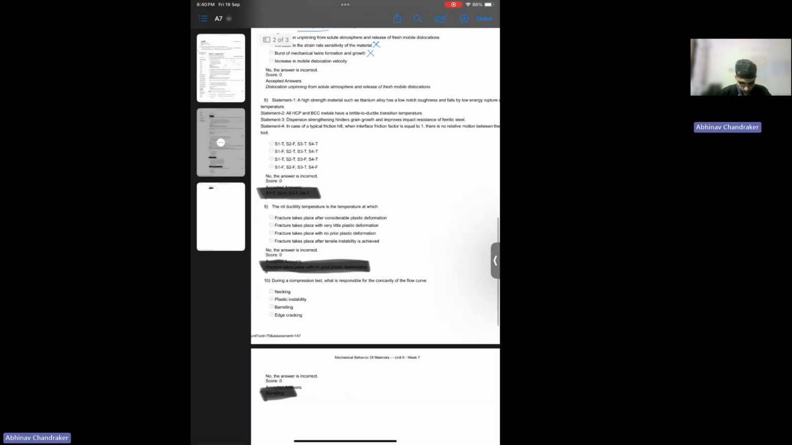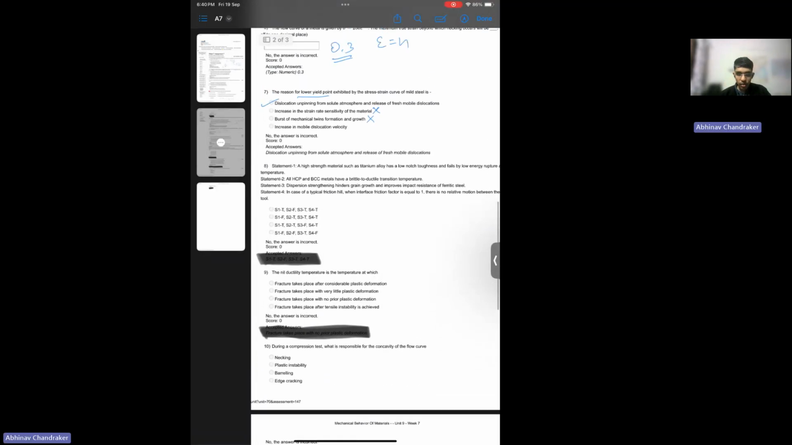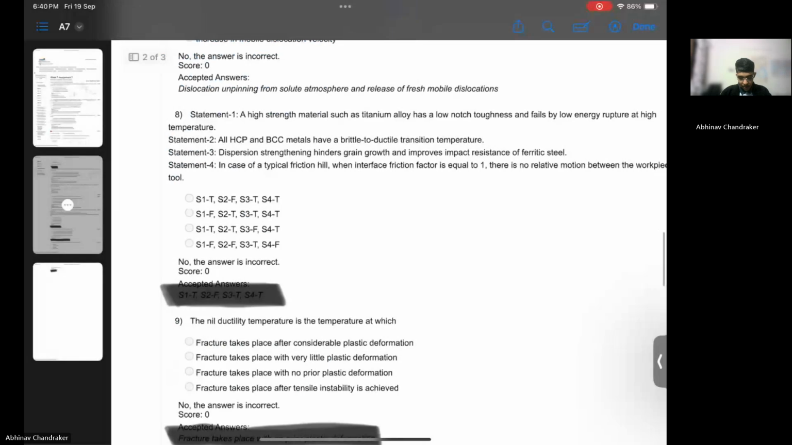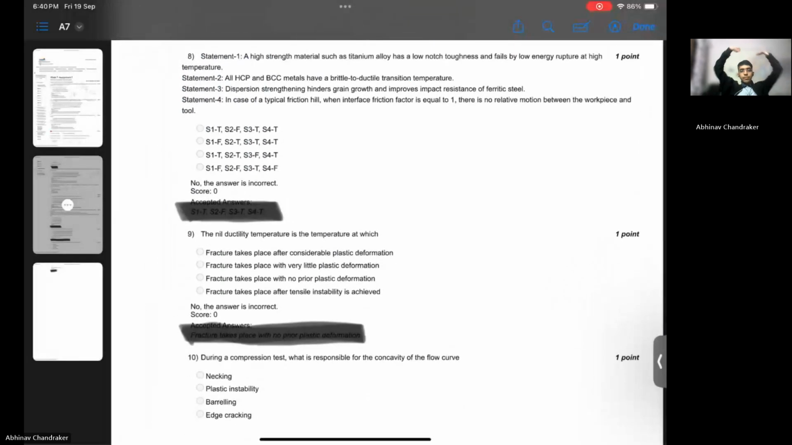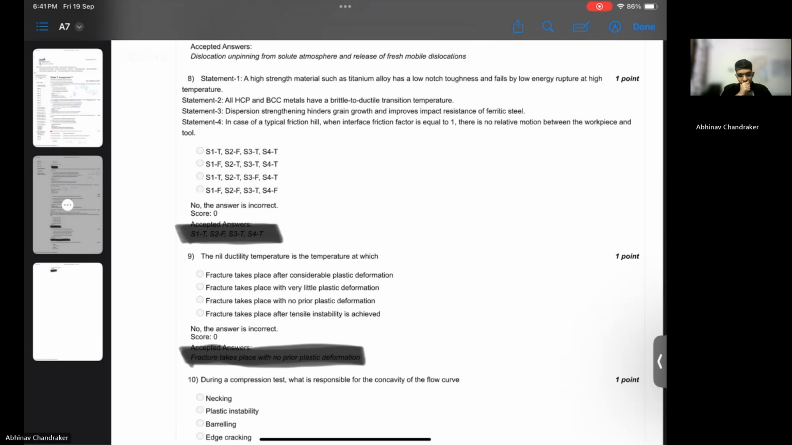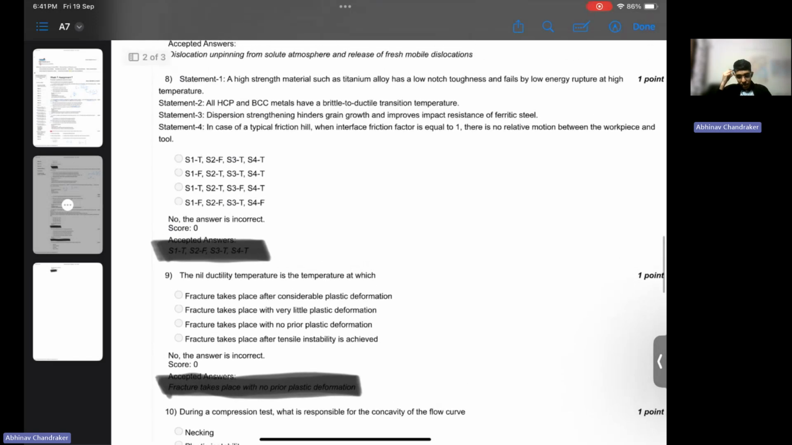Questions 8, 9, and 10 have not been solved. I hope it is visible. Okay, so let's solve question 8. A high strength material such as titanium alloy has a low notch toughness and fails by low energy rupture at high temperature. Statement 1.